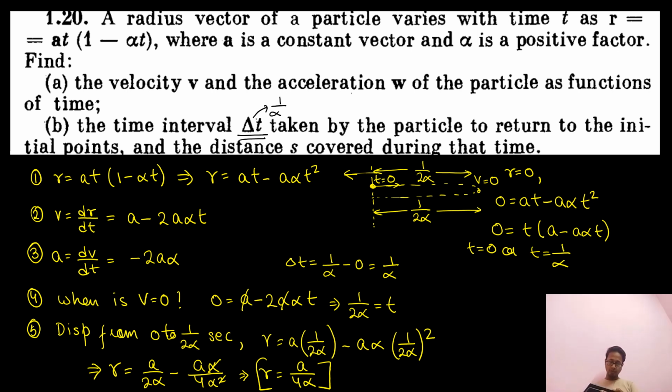So total distance would be twice into r. So total distance is equal to 2a by 4 alpha, that is equal to a by 2 alpha.